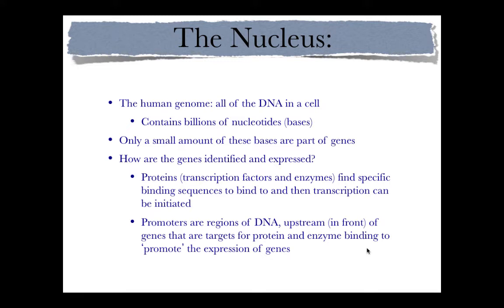So it's all regulated. So how are the genes identified and expressed? Proteins called transcription factors, remember that term? Any protein that's involved in transcription in any way is a transcription factor. Nutrients regulate some transcription factors, and that's how they regulate gene expression. So these proteins find specific binding sequences. They bind that sequence, and then transcription can be initiated.